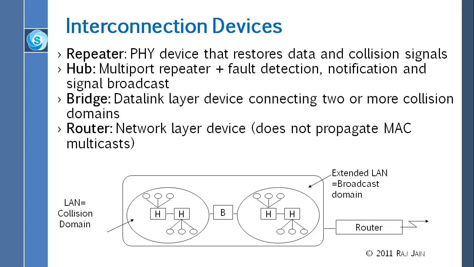So this is called a LAN, and this is called an extended LAN, because as far as the router is concerned, this is still one subnet. An extended LAN is one broadcast domain, a LAN is one collision domain.